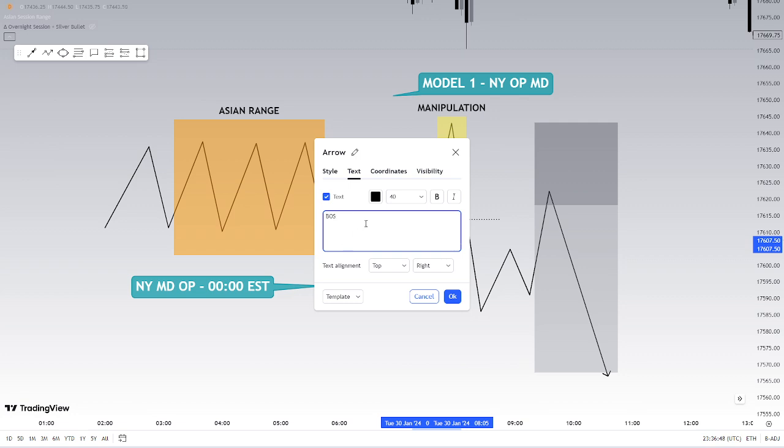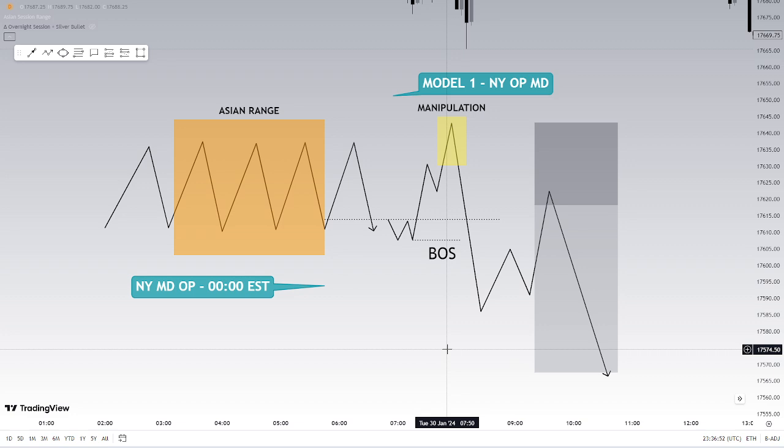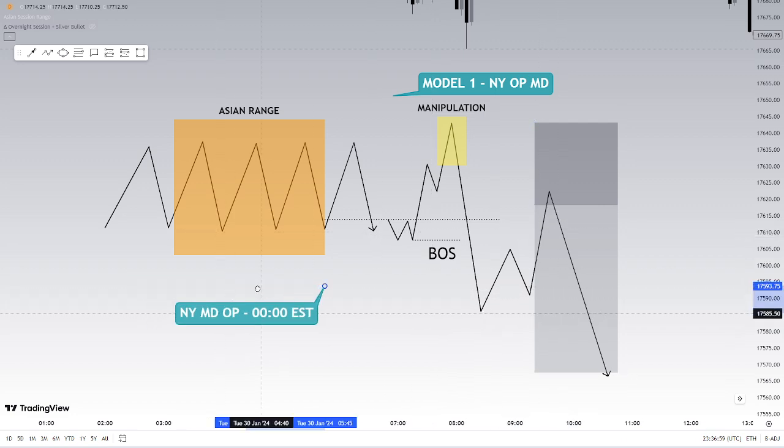A break of structure is what confirms the shift in direction. Very important to understand that in all entry models, right? So this is our first entry model over here. The key thing to understand is it is a manipulation of the New York midnight opening price.